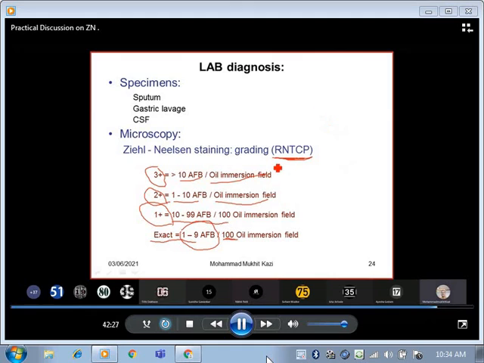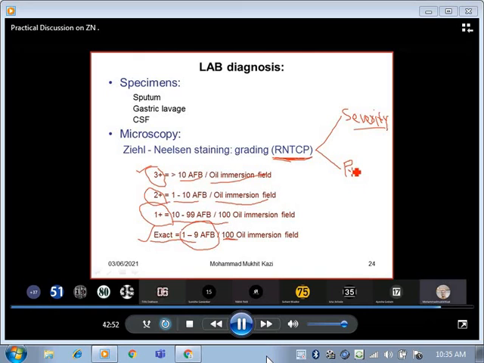What is important? I have told you RNTCP. There are two important purposes of this. It will tell you the severity of the disease. I think if you remember, we have discussed this also. What is the importance of the RNTCP grading? It tells you the severity. This is more severe, this is less severe, right? So severity, and then prognosis.